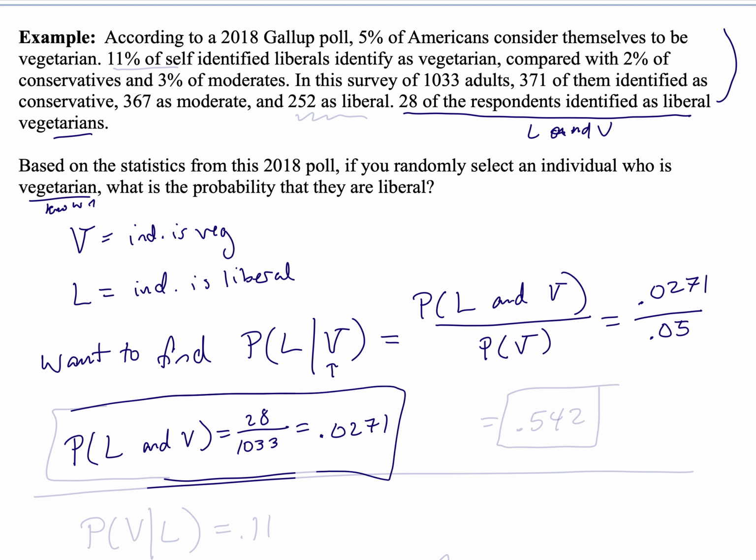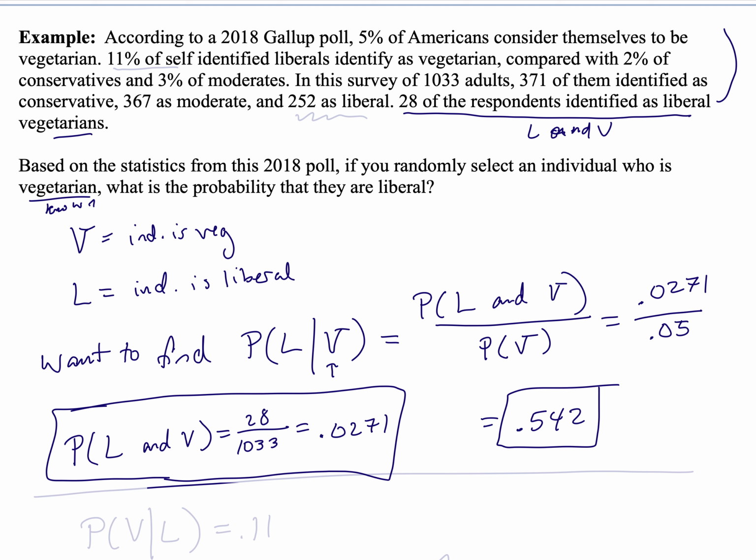So this was sort of a calculation off to the side. And continuing, we can now divide 0.0271 by 0.05. And if we do that division, we'll get 0.542. So if we randomly select an individual and we assume that this study is relatively accurate, if we already know that they're vegetarian, the probability that that person also identifies as liberal is 0.542, or a little over 50%.